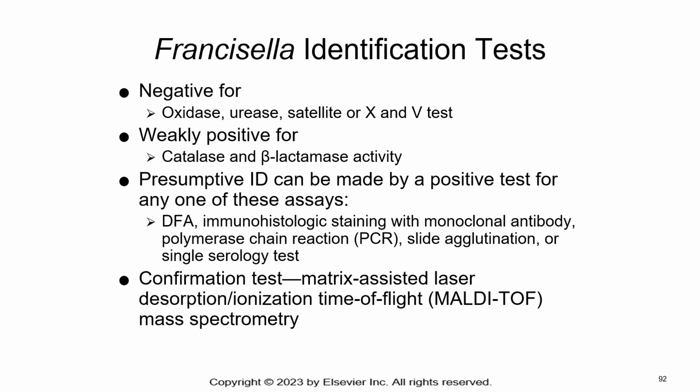So there's some biochemicals that are listed here, but then there's also direct fluorescent antibody testing. So immunohistological staining with monoclonal antibody. So we put an antibody that's fluorescently labeled directly on the tissue, and then we wash any unbound or excess antibody away, and if fluorescence is still detected, then it's positive. We can also confirm using MALDI.